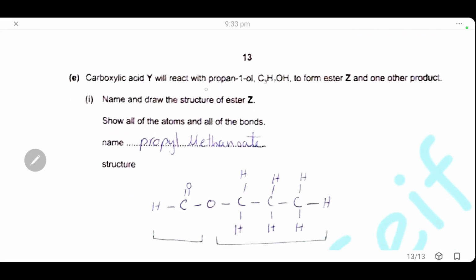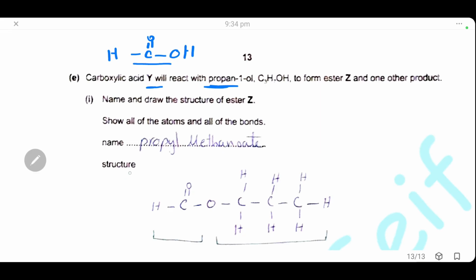Carboxylic acid Y will react with propan-1-ol to form ester Z and one other product. Name and draw the structure of ester Z. Show all the atoms and all the bonds. The carboxylic acid Y was methanoic acid. So I'll draw here methanoic acid, which has one carbon atom. We know that the ester is named after the parent acid, so it will be propyl methanoate.